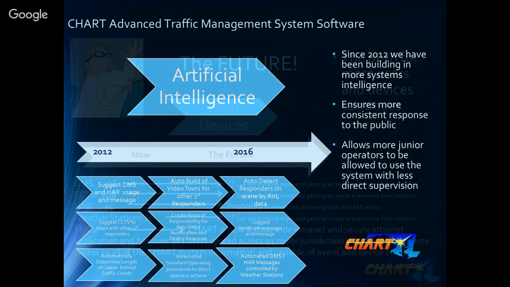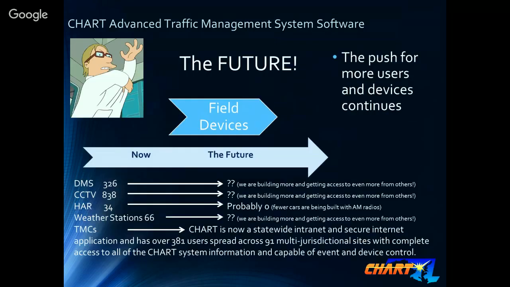the senior operators. So what's the future? Push for more users and devices continues. We're installing a lot of stuff, but we're also getting access to other people's. Counties are installing dynamic message signs, but giving us access to them because they only want to use them when, say, St. Mary's County puts them out there for evacuations of the nuclear power plant down there. Well, it's a great idea. We didn't have money for it. They got money for it, but we manage the device because day to day, we're concerned about traffic on 301.